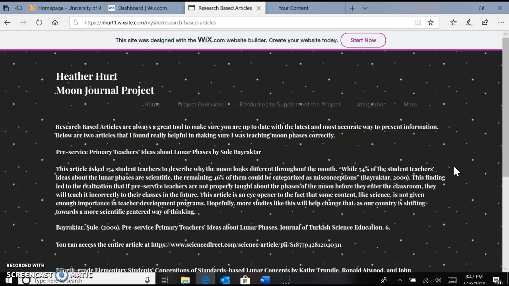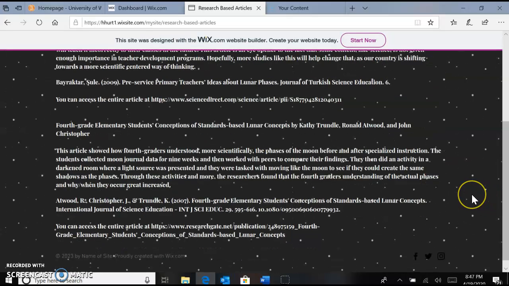And so this article, I feel like, is a really good tool to get out there and really push for better professional development in those other content areas. The second article that I talked to you about is titled Fourth Grade Elementary Students' Conceptions of Standard-Based Lunar Concepts. This article showed how fourth graders understood the phases of the moon more scientifically before and after specialized instruction.